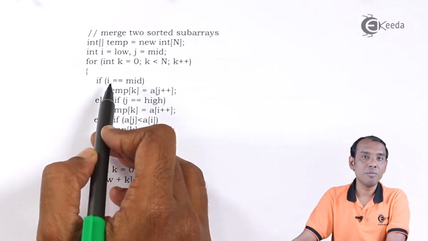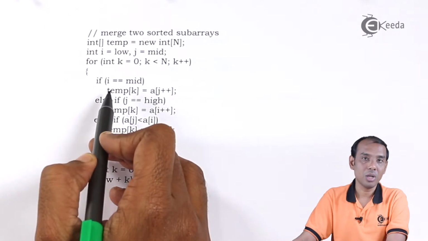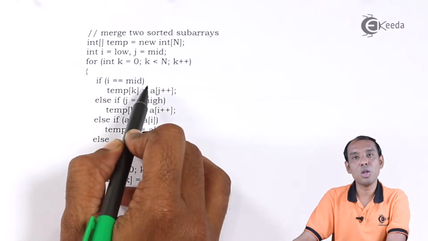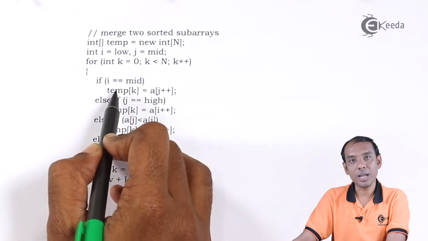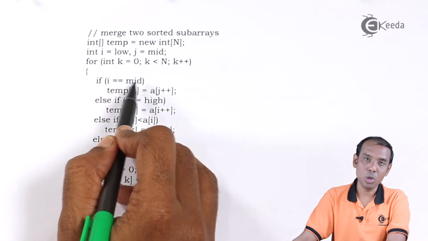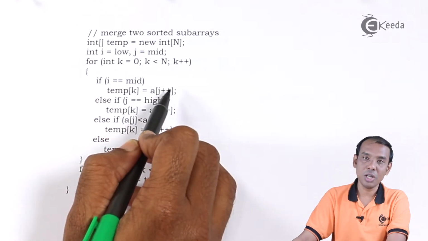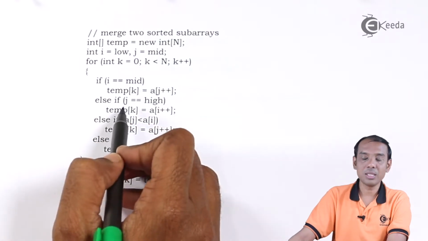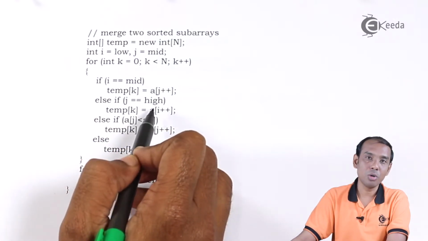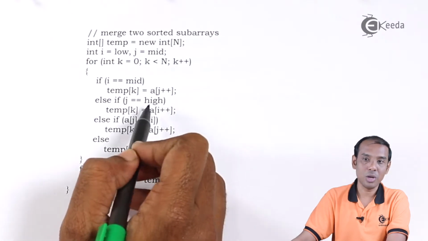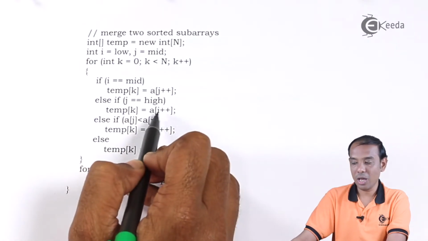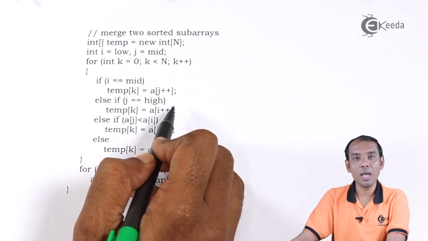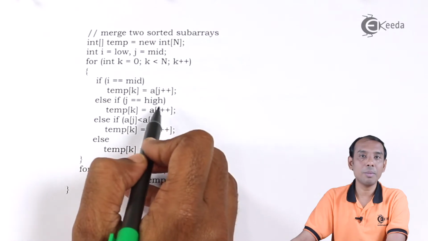Once we are done with this, we are going to check the values of i, j and k. So we are going to check with the if condition. If i equal to mid, we are going to transfer the value of a, j plus plus to the temp variable. Hence I write down if i equal to mid, then temp k equal to a of j plus plus. If not, else if j equal to high, then we write temp k equal to a of i plus plus. Like this we are going to increment the value of i.